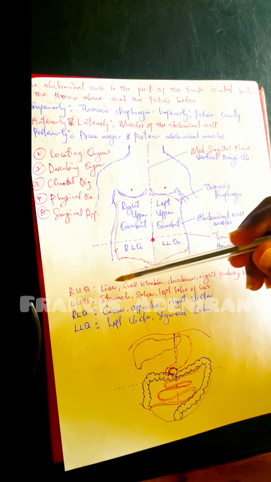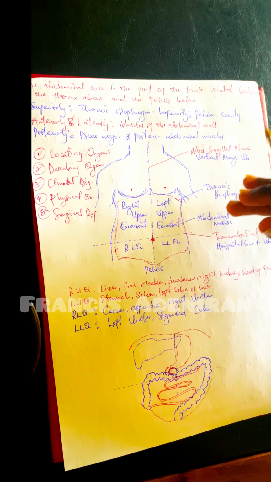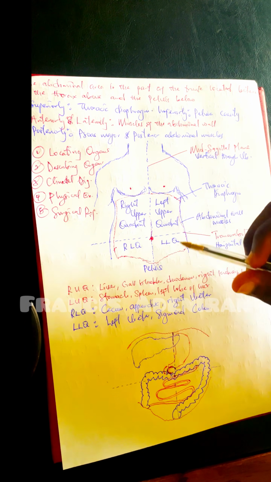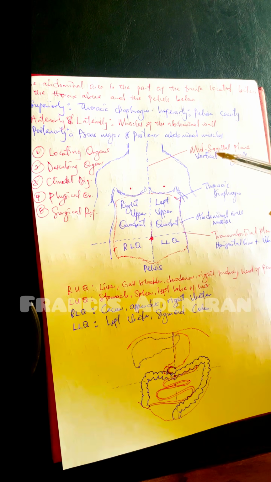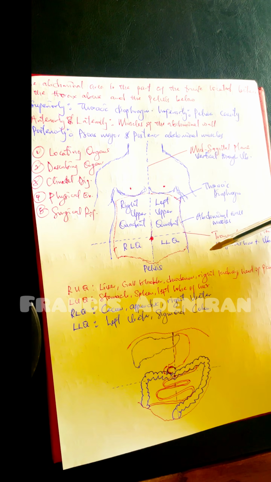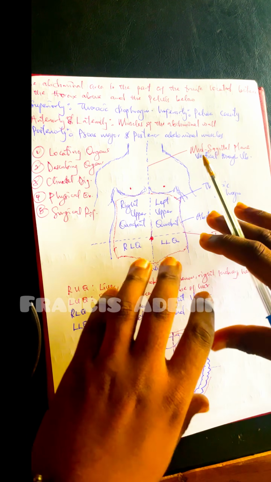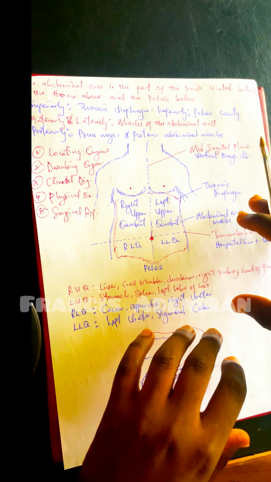Now let's go to the right lower quadrant. In the right lower quadrant, you can find the cecum, the appendix and the right ureter. And in the left lower quadrant, you can find the left ureter and the sigmoid colon. So once again, the abdomen itself is divided into 4 quadrants by the mid-sagittal line and the transumbilical line, right? It is these lines that divide it into 4 quadrants: the right upper, right lower, left upper, and left lower. And we've been able to discuss the organs that you can find in these regions.